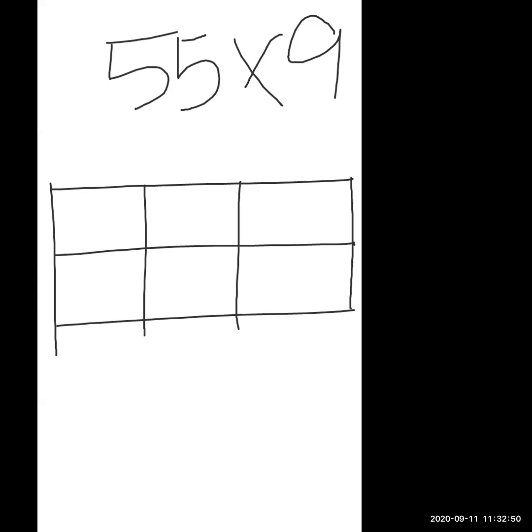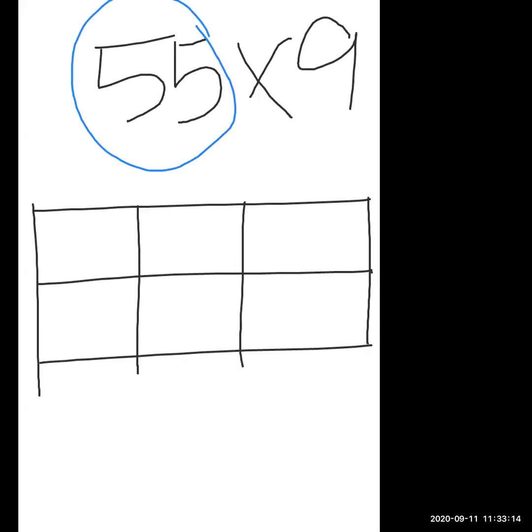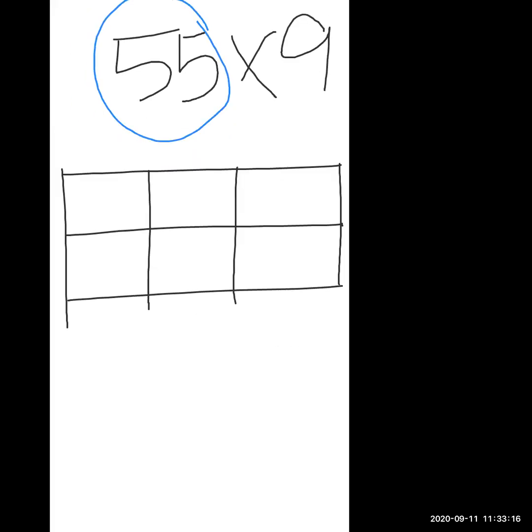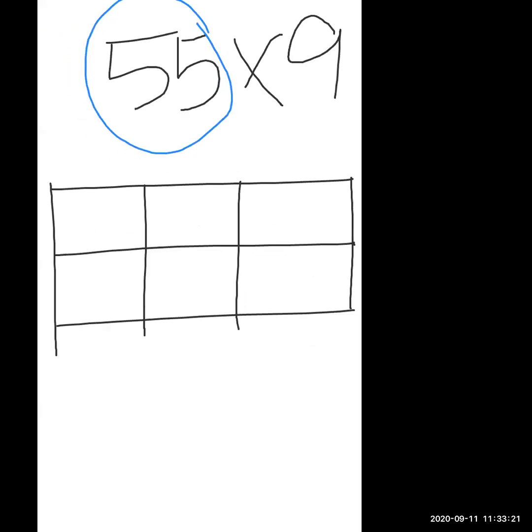In this, which one is a multiplicand? In both numbers, which one is a multiplicand? Very good. 55 is your multiplicand. And which one is a multiplier? Yes, very good. 9 is your multiplier. Very nice. Now next, wait a second. Yes, 9 is your multiplier.